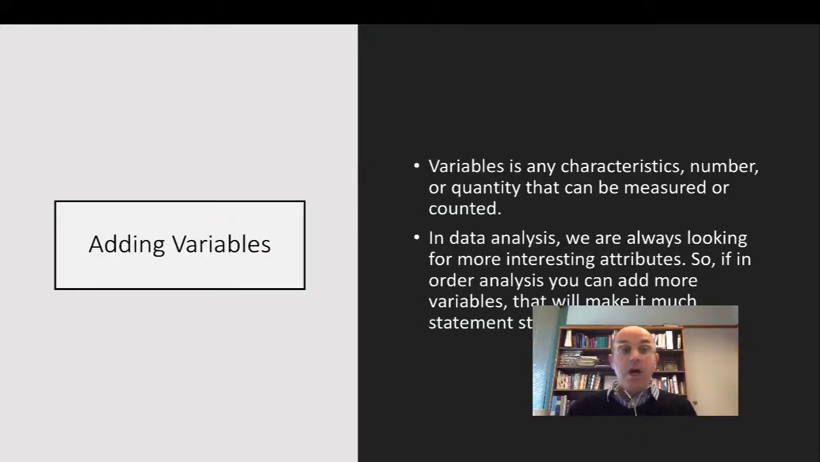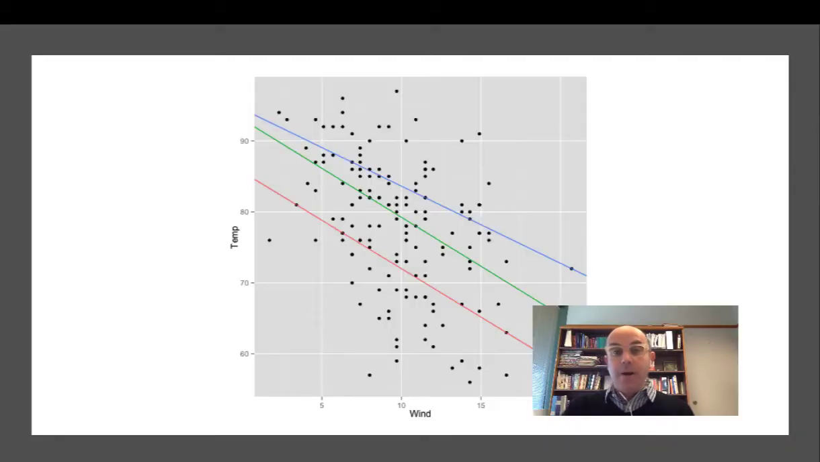Adding variables is also part of our visual analytics terminology, and we're always looking for ways to add variables to make more interesting attributes to our visual analytics display. So the more you do that, the better you are. Example, again, it's not only the dots in black, but we have lines in red, green and blue, which add another dimension to the data.